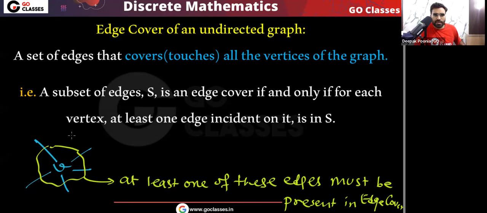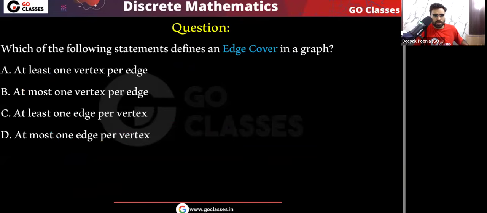Very simple point. Remember, this is vertex V and these are the edges that are incident on V. We want an edge cover. Edge cover means a set of edges that will touch, that will cover all the vertices. So to cover this vertex V in the edge cover, we must take at least one of these edges. So you can see that for each vertex we must take at least one edge that is incident on this vertex in the edge cover. Very simple. I hope you understood this.